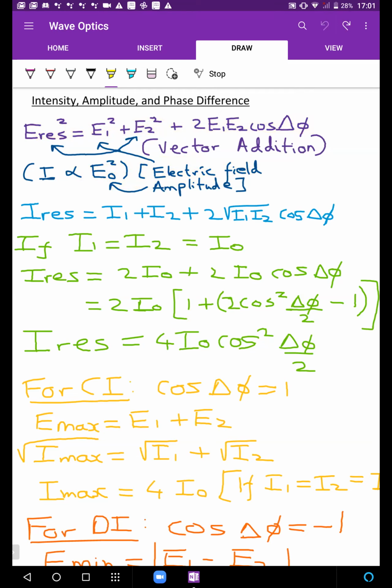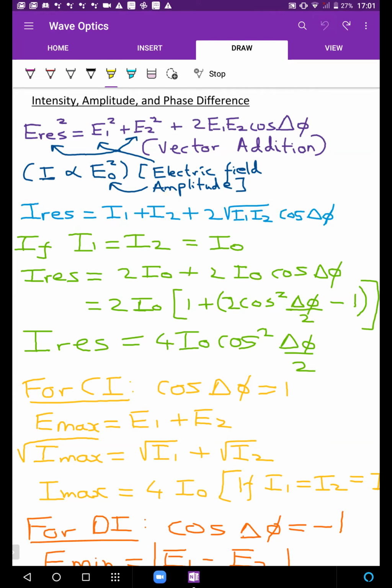Now, therefore, what do you do here: wherever you see E square, put the corresponding I, and wherever you see E, put root I. So in place of E resultant square, I resultant; in place of E1 square, I1; in place of E2 square, I2; in place of E1, root I1, root I2. So this actually gives the relation between the resultant intensity and the intensity of the two combining rays and the path difference between them.